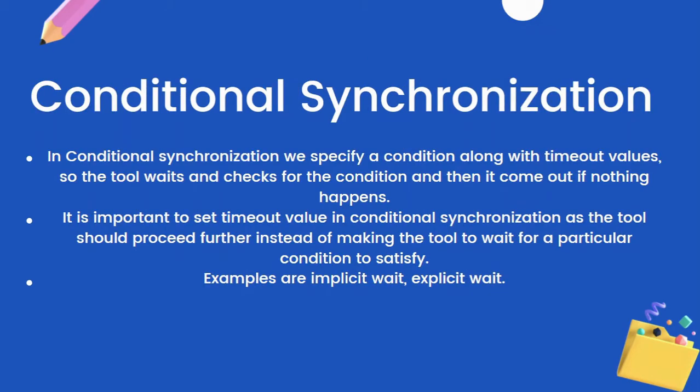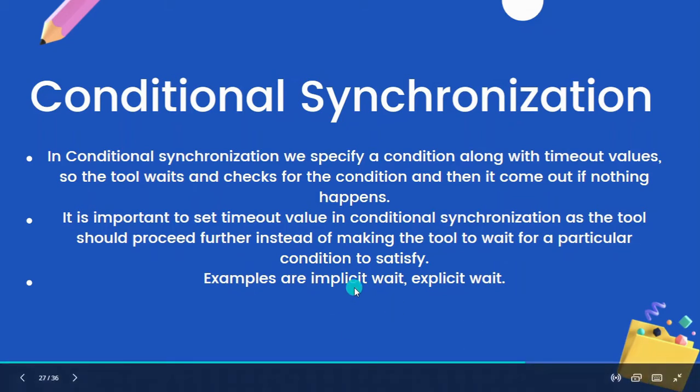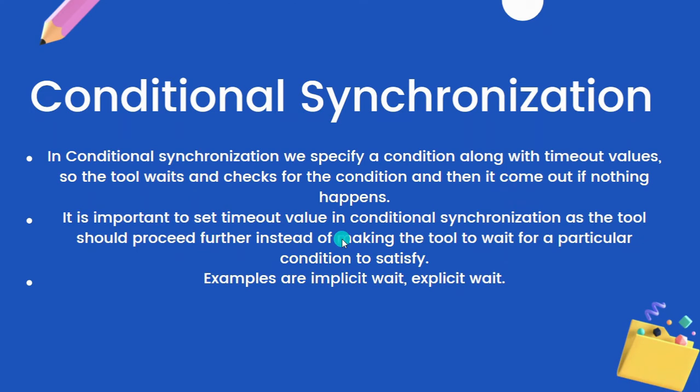Next we have conditional synchronization. In conditional synchronization, unlike the unconditional one, we specify the condition: wait until this condition is met. Examples are implicit wait and explicit wait. Here we are setting a timeout value, after which the tool should proceed further, instead of making the tool wait for the particular condition to be satisfied.